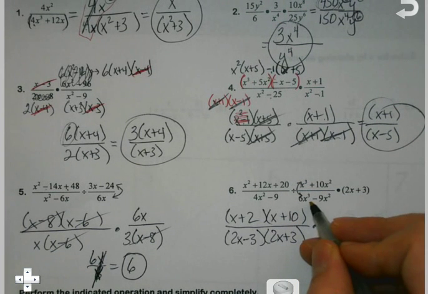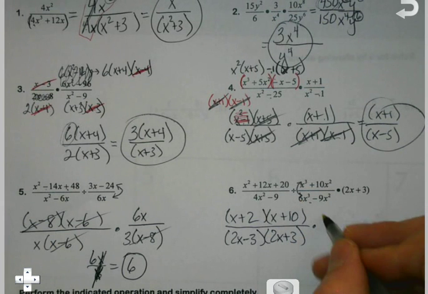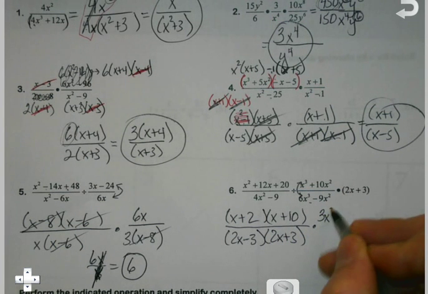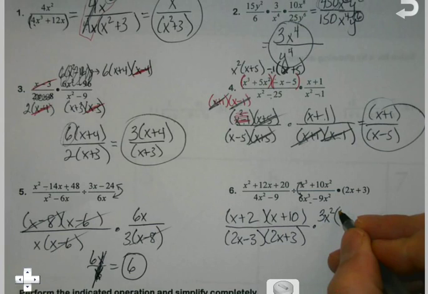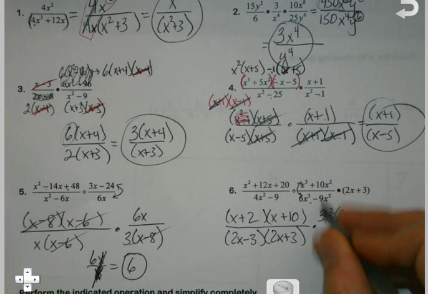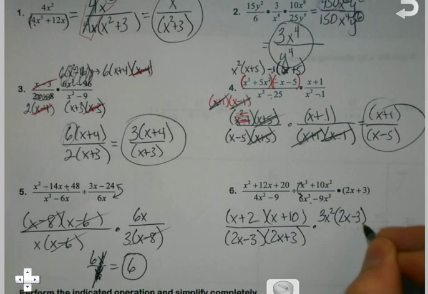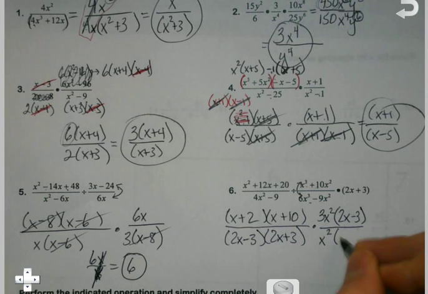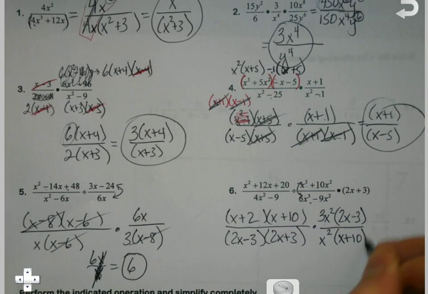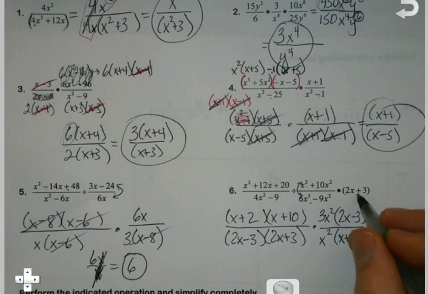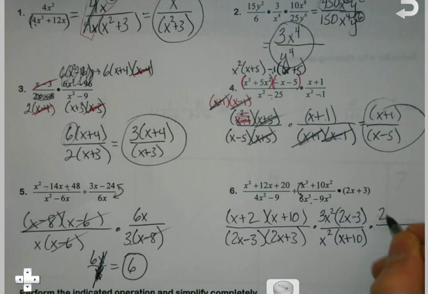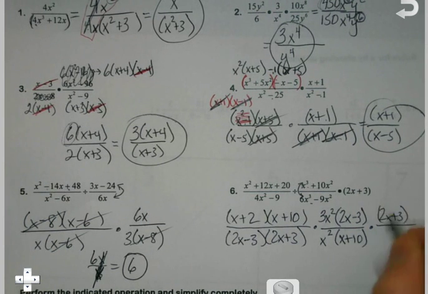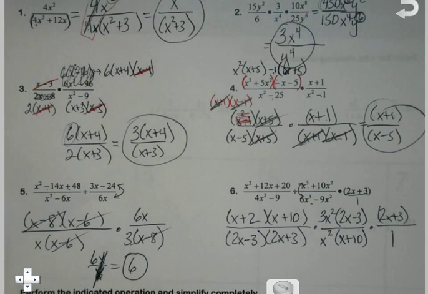So this is going to be on the top. 6 and 9, 3 goes in, and x squared, 2x minus 3. This guy's on the bottom. I take out an x squared, x plus 10. And this guy does not flip, and he is in the numerator because I could make him a fraction by putting him over 1. Whew.